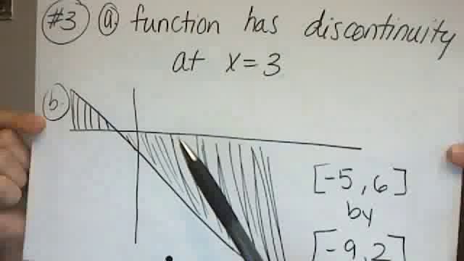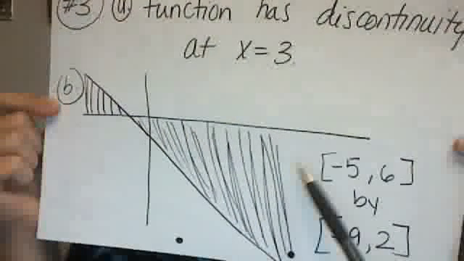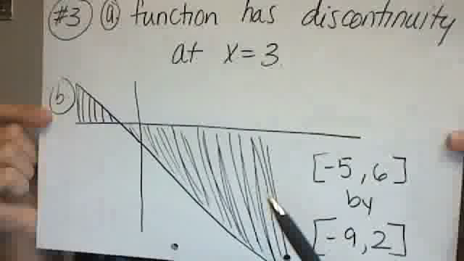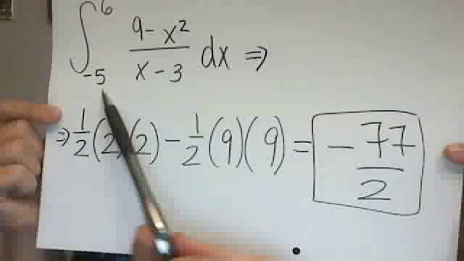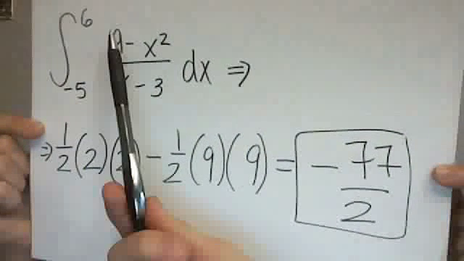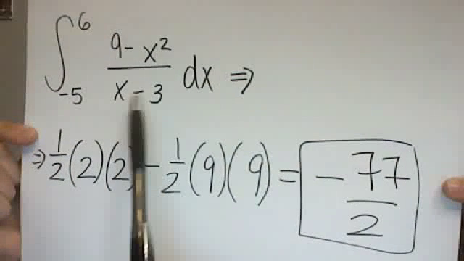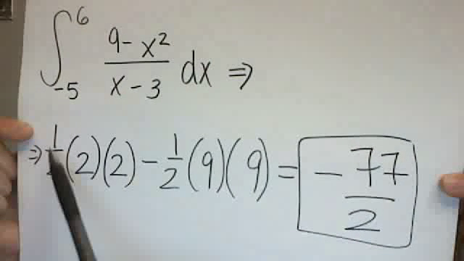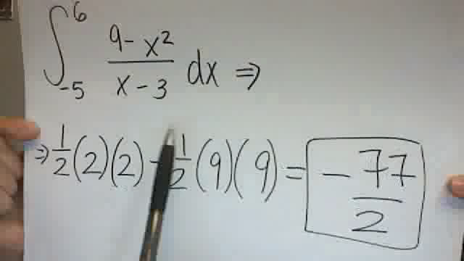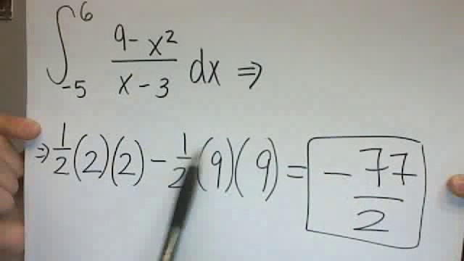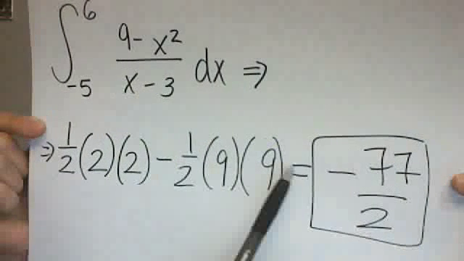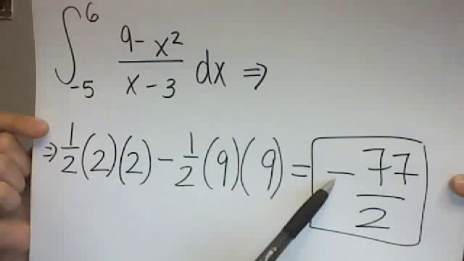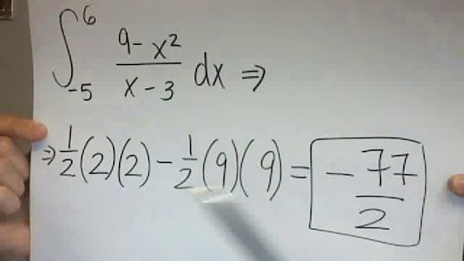And for the next part, part B, you sketch the graph to get an idea of what it looks like, and then go to solve the integration. This is the integral itself from -5 to 6 of 9 minus x squared over x minus 3 dx. Then you solve, and you get half of 2 times 2 minus half of 9 times 9 times half. Once you solve for that, you get -7 over 2, which is the area of the graph.